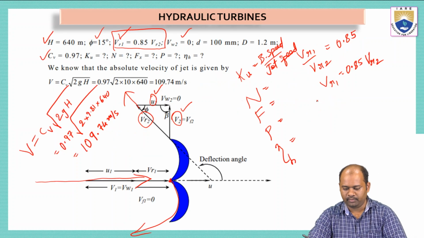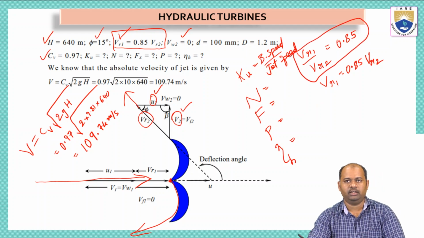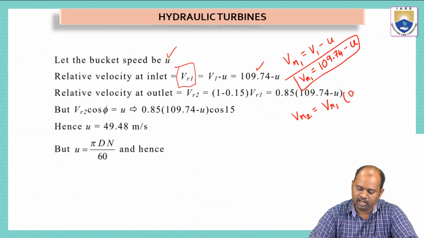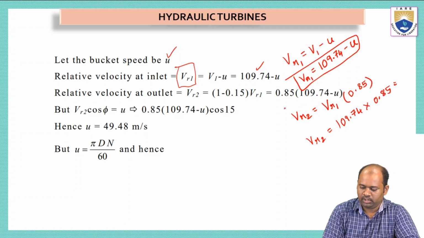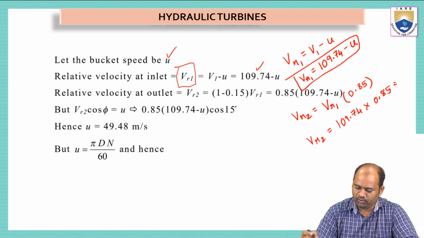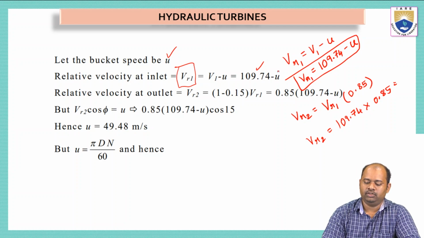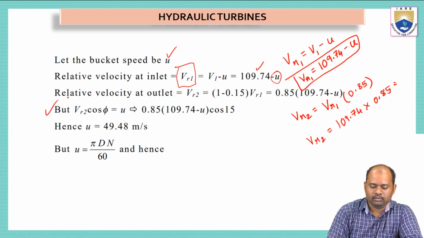So we have already written this formula. This is the ratio between relative and final velocity. So I am writing the same thing here. VR2 is equal to 0.85 times VR1, and VR1 is nothing but 109.74 minus U. So we don't know this value because it is not yet calculated. We know that VR1 needs U to get the exact value. Now let us consider VR2.